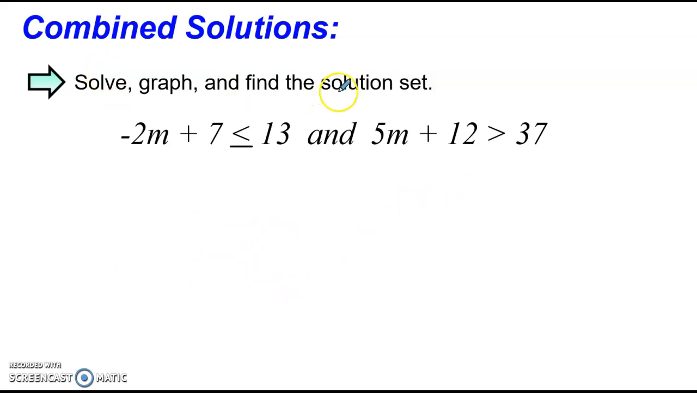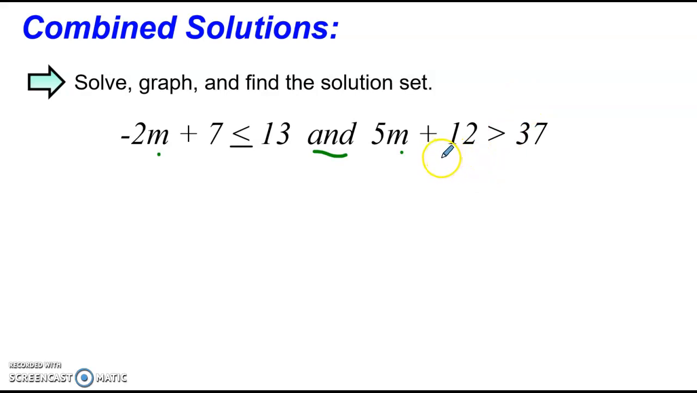It says solve, graph, and find the solution set. So we have two inequalities. Negative 2m plus 7 is less than or equal to 13, and 5m plus 12 is greater than 37. So we need to find where these solutions overlap. We want to find solutions for m that satisfy both inequalities. Just satisfying one isn't going to be enough. We need to find out where all the solutions lie.